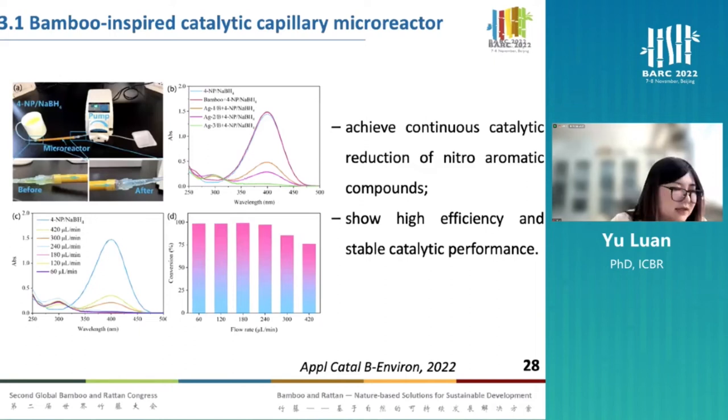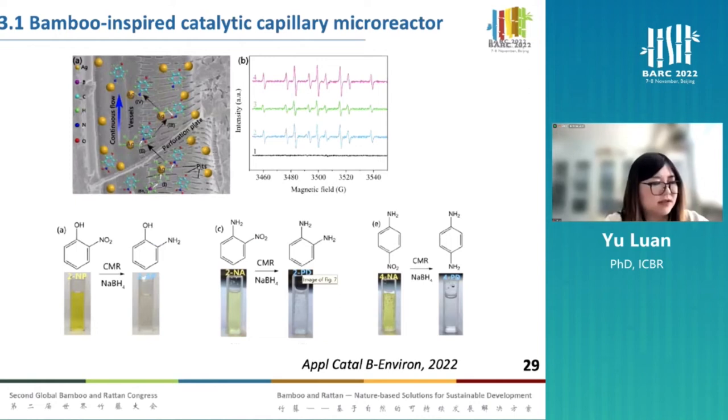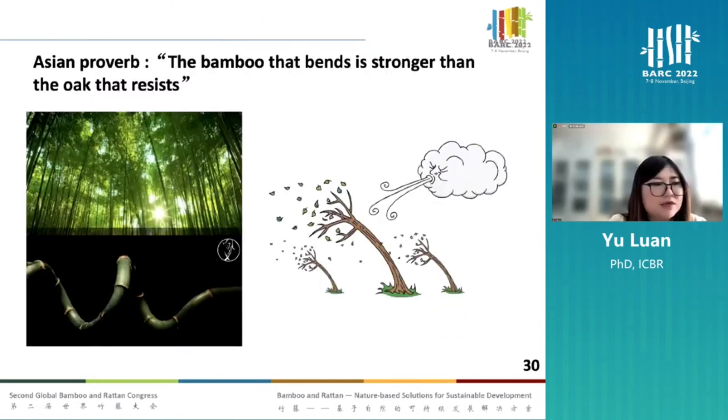We achieve a continuous catalytic reduction of nitro aromatic compounds, and when it is used for 11 hours, the catalytic efficiency is still as high as 90%. So it shows high stability and high efficiency. The bamboo conduits provide enough space for the catalytic reactions. It is very stable, and all these chemical components can have a very good result of the chemical reactions.